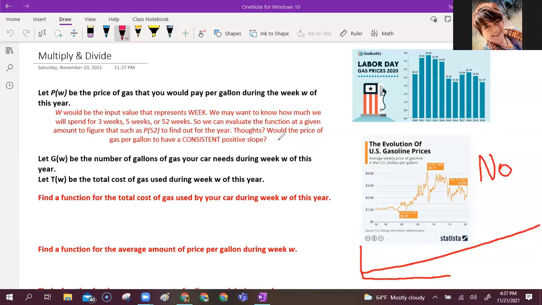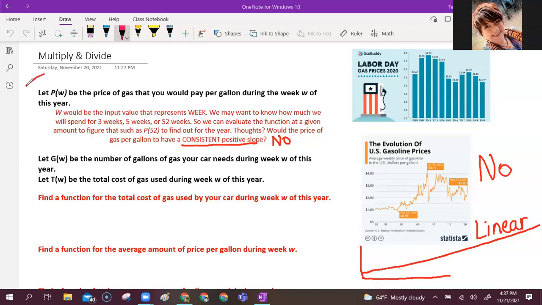So thoughts on that? No. We would not want gas prices to increase at a consistent slope. We do want them to go down every once in a while. So keep that in mind because you want to visually know what's going on. By the way, if it does do this, then that means it is a linear equation. Everything will be in the first power. All right, so that's just a little bit of evaluating functions and what this really means.